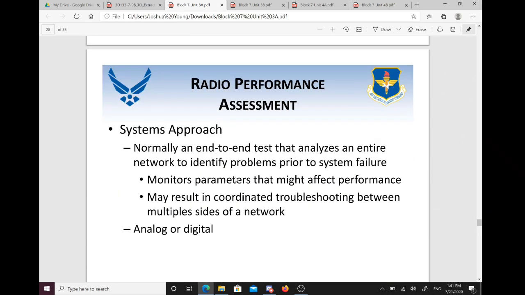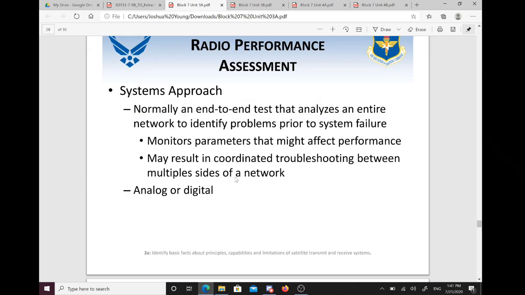Does anybody have any questions on the points that were covered before we press? No, sir, not yet. No, sir.